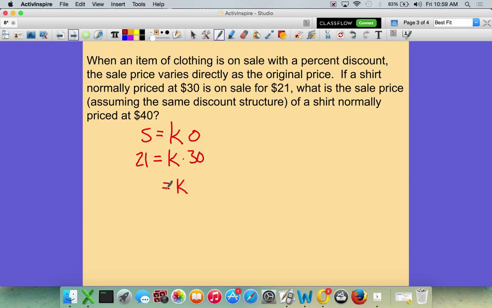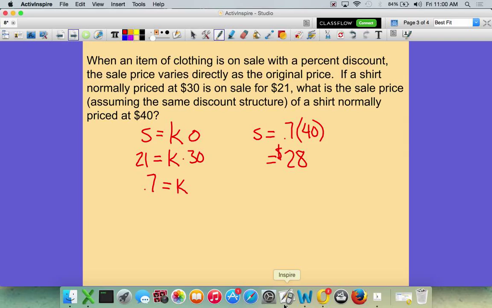I would get 21 over 30, which is the same as 7 over 10 or 0.7. So my K value is 0.7. What is the sale price, assuming the same discount structure, of a shirt normally priced at $40? If I put that into our equation, sale equals K, 0.7, times 40. That would give me my sale price. 0.7 times 40 is $28.